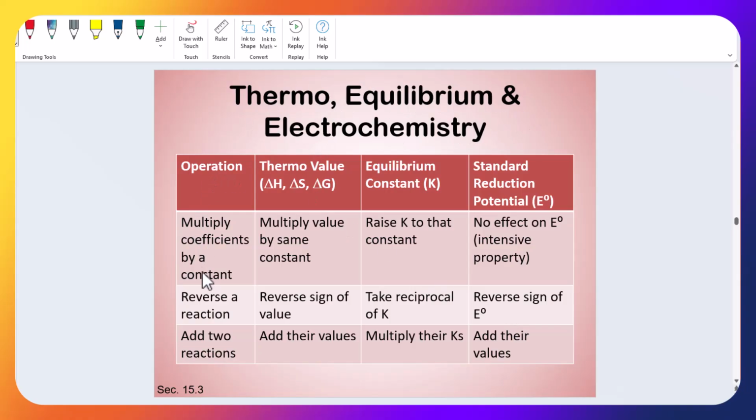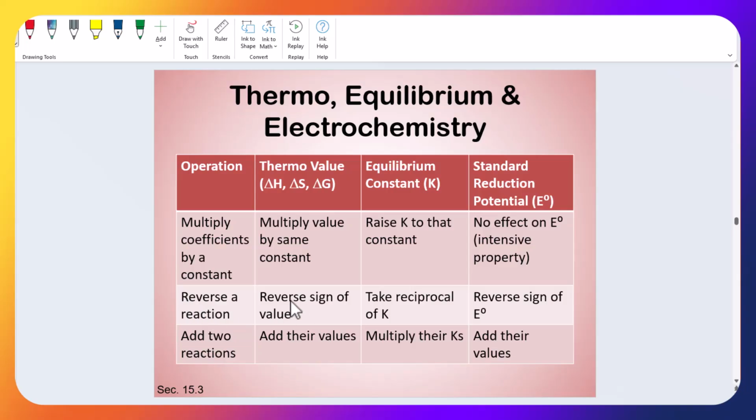Thermodynamics and electrochemistry, the operations: multiply coefficients by a constant, reverse a reaction, add two. This is just a summation of things you've already learned. And so I will leave you to remember that if you have a thermodynamic value, delta H, delta S, delta G, those are extensive properties. So if you multiply by a coefficient, then you multiply the value by that coefficient. If it's an equilibrium constant, you simply raise the equilibrium constant to the power of whatever your multiplier is. And if it's a standard reduction potential, no effect, because standard reduction potential is an intensive property.